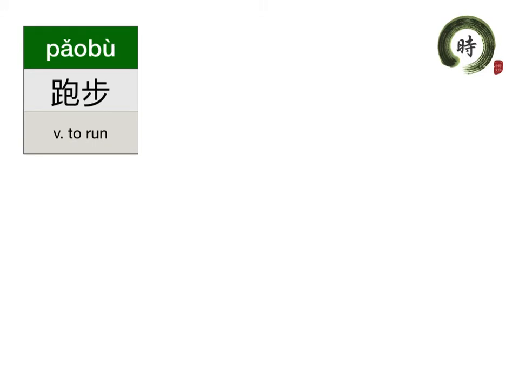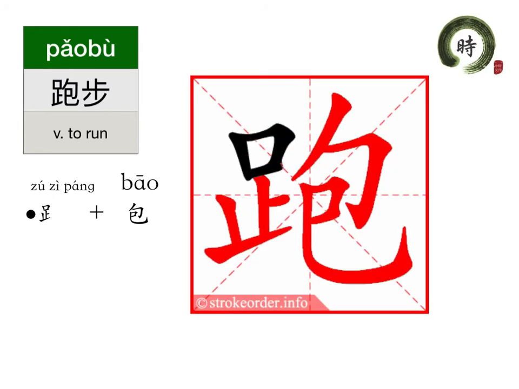你喜欢跑步吗? Here, 跑步 means run. First, let's take a look of 跑. So on the left, there is a 足字旁. And on the right, it is 包. It is the pronunciation part of 跑. So this is the stroke order of 跑. 你可以写跑这个字吗?